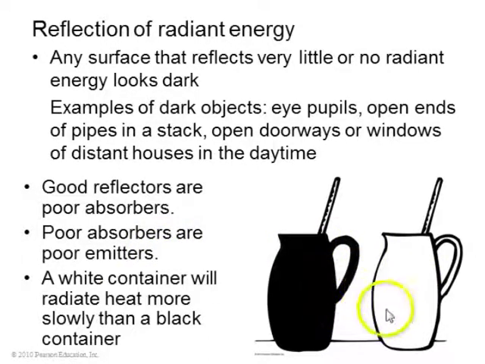So it turns out that a white container does not emit as much electromagnetic radiation as a dark container. So if you take these two containers and fill them up with a very hot fluid, then the dark one will cool down faster than this more reflective one.